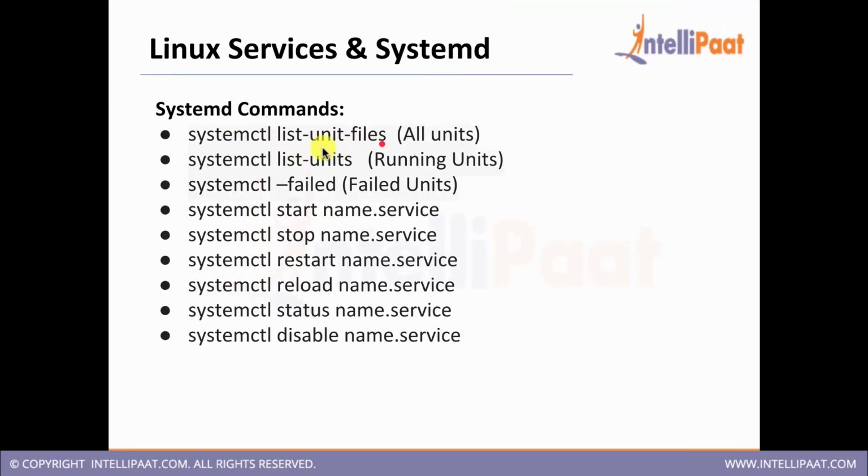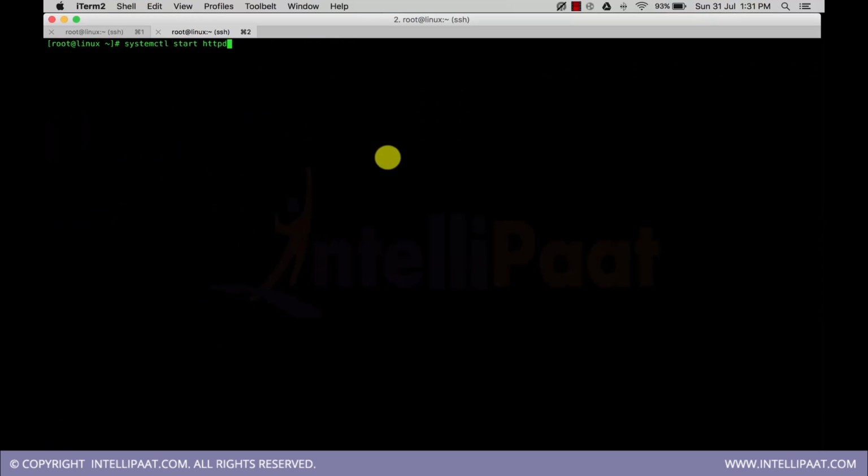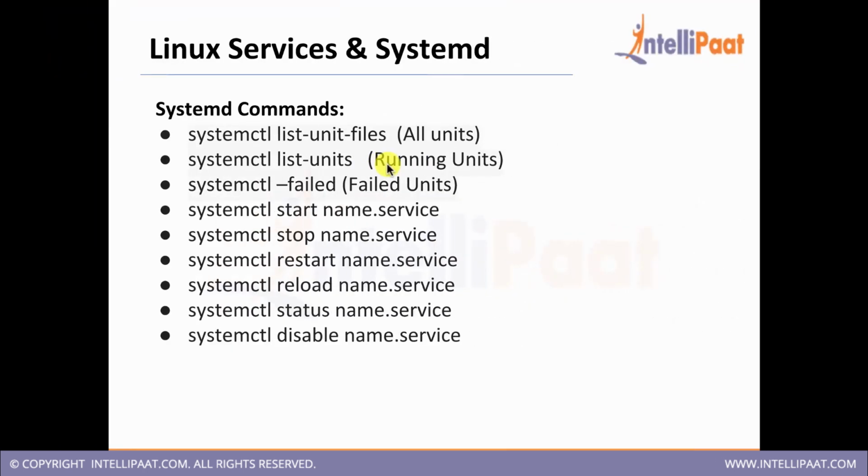List unit files shows you all the files, whether they are enabled or disabled. So you can know whether a particular thing is enabled or disabled. By list units, you can see all the running units. So let's clear the screen. Here let's recall the commands. List unit files, this shows the entire list. If you just do list unit, it shows the unknown operation because this version of Linux is not supporting it.